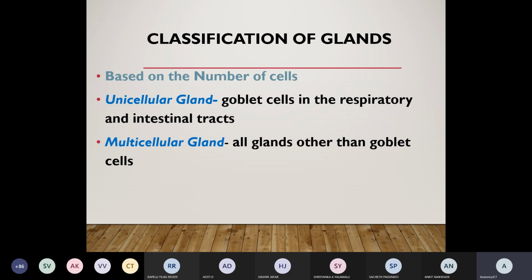Why this goblet cell? The goblet cell secretes mucus to protect the nearby epithelium. Ultimately we may say it maintains homeostasis, or prevents damage to that particular epithelium.